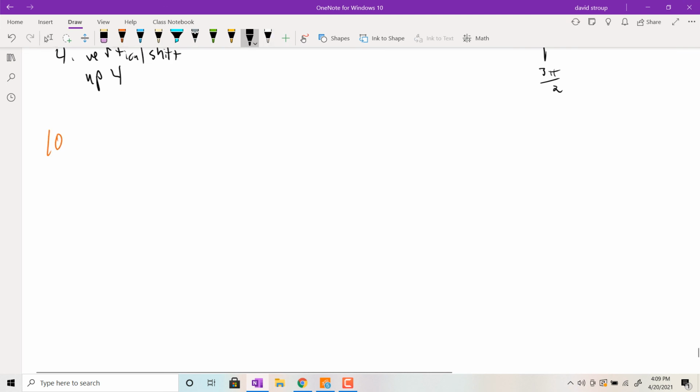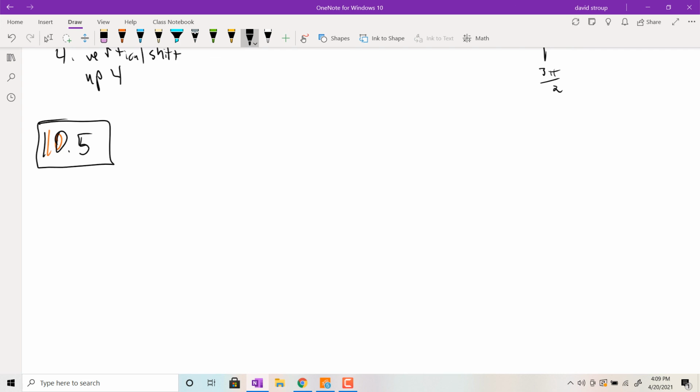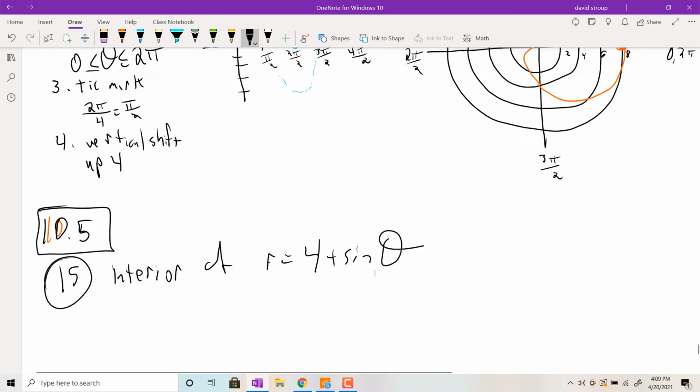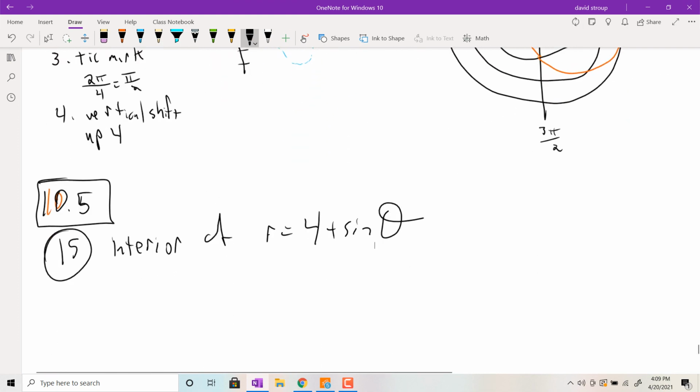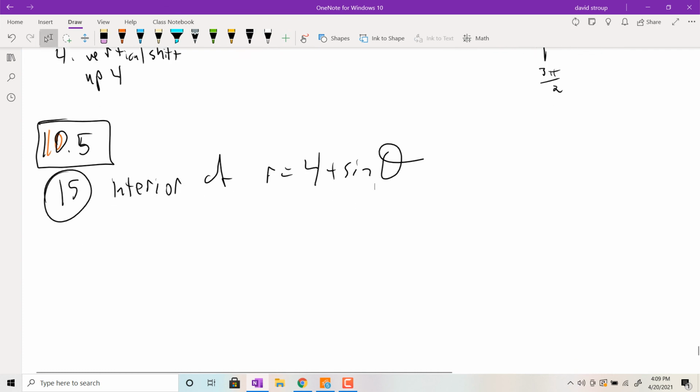In 10.4 they introduced derivatives, but in 10.5 we also introduced integrals to this new context, or this new setting rather. So let's just look at one of these. Number 15, they want to know the interior of a snail. r equals 4 plus sine theta. And again, I'll try to set it up so once you graph it, you can just use your graph to kind of answer the next question like I did on the Chapter 5 test. But this one's a little different. So let me figure this one out.